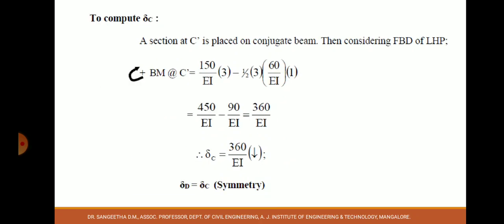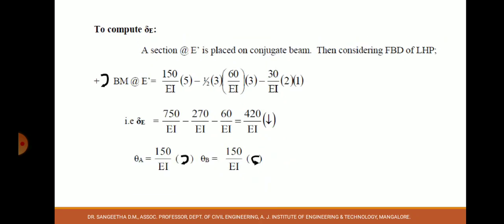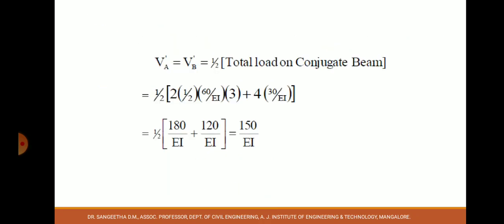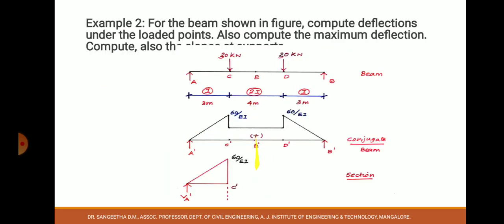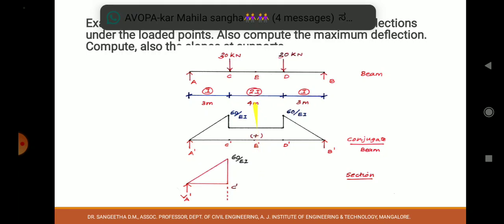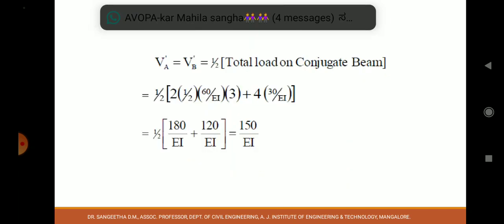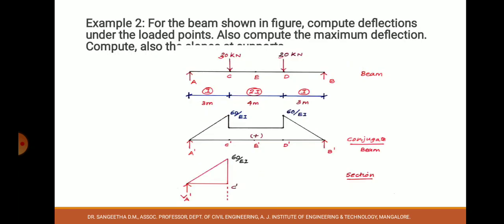Similarly, deflection at D will also be the same because deflection at C and D are symmetric. Now compute deflection at E. When you want to calculate deflection, it is the bending moment. So the bending moment at E dash in the conjugate beam, again you can draw a section here if you want.